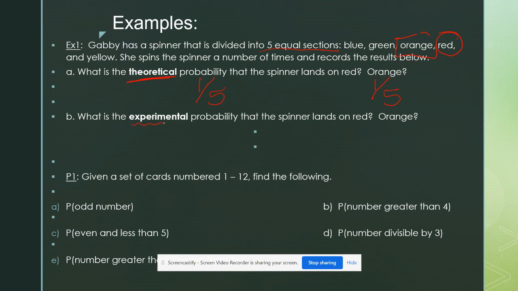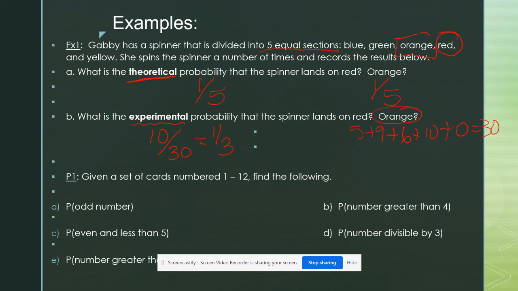What is the experimental probability that the spinner lands on red? Well, the spinner landed on red 10 times and there were 30 trials. And how do we know that? Because we take the 5, 9, 6, 10, and 0, add them up, and we get 30. So we have 10 times that it landed on red out of 30 total tries. And if I reduce that, that's 1/3.